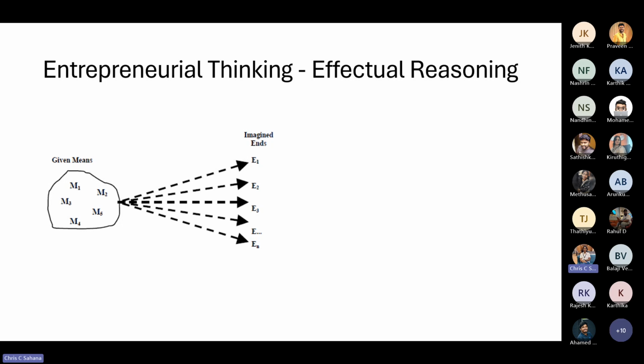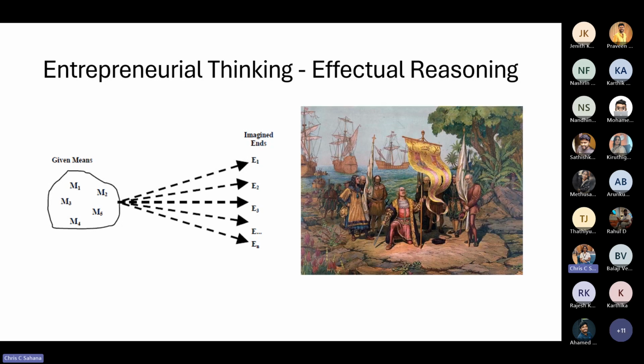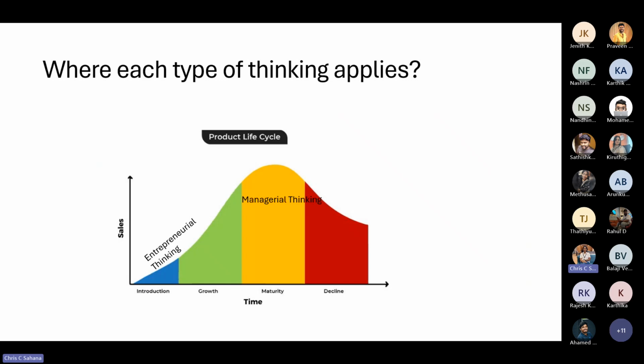The most important and interesting thing, in fact, is that the best entrepreneurs use both of these thinking methods, both these models. An example we have here for entrepreneurial thinking is Columbus. He's trying to locate where the US is. This is an example of entrepreneurial thinking where he does not have any goal. He's just using his means. He's just traveling around.